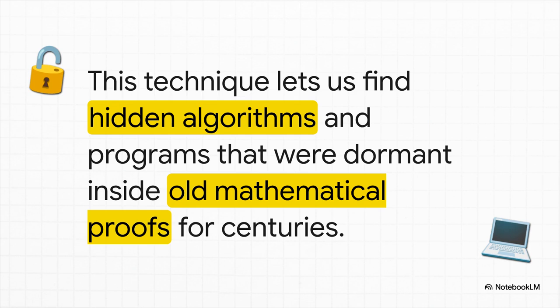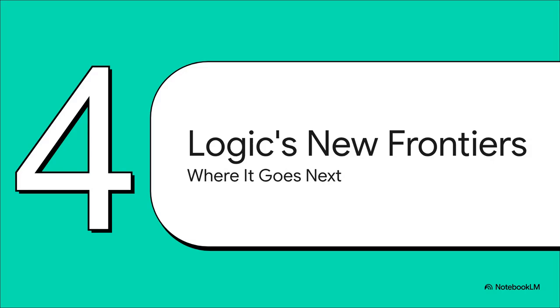The implication here is just staggering. This technique means we can go back to old math proofs, I'm talking stuff written decades, even centuries ago, and use this translation to discover hidden algorithms, hidden computer programs that were just lying dormant inside them this whole time. It's like we're doing computational archaeology. And this is not just a history lesson, not at all. The story of the negative translation is still being written.